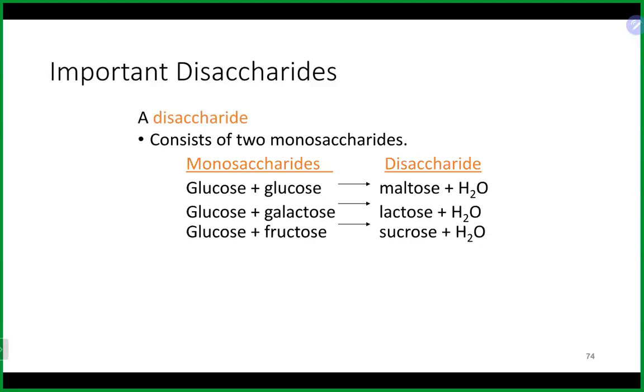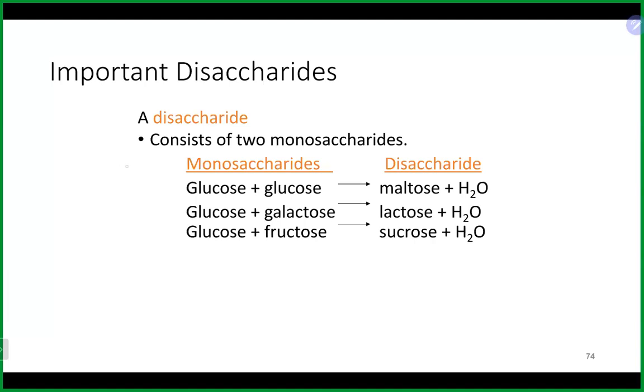If we take two glucose units and bind them together by removing water, we will get what is known as maltose, which is a disaccharide. If we take a glucose unit and a galactose unit and put them together, again by removing water and joining them, we will get lactose. And if we have glucose and a fructose together, we will get sucrose, which is basically just sugar.